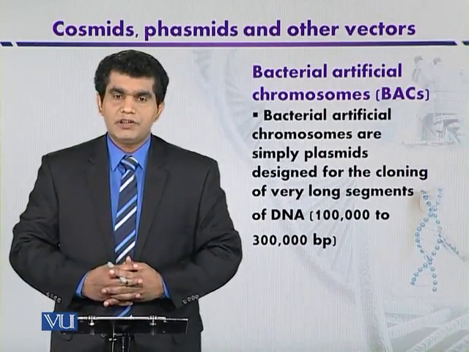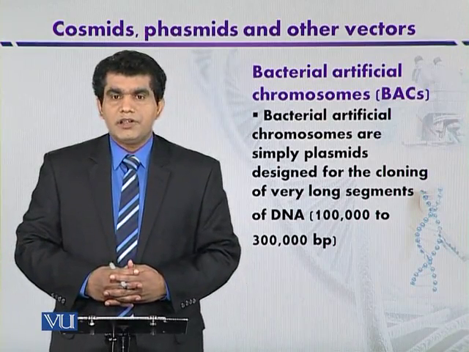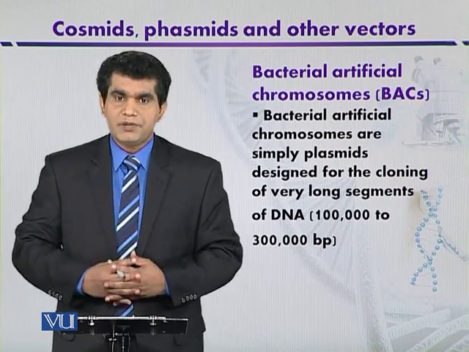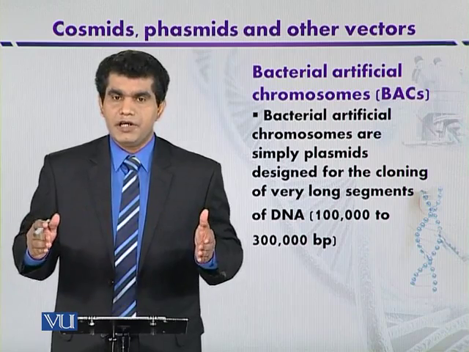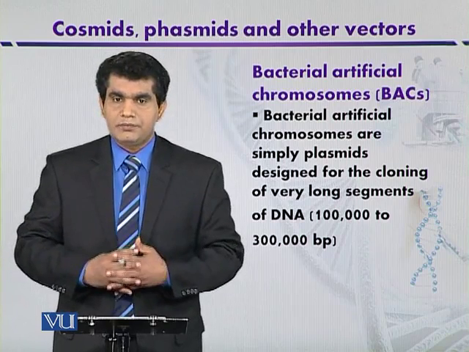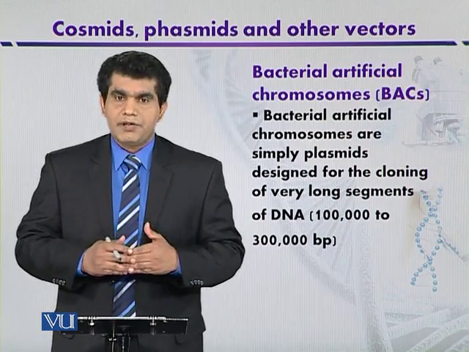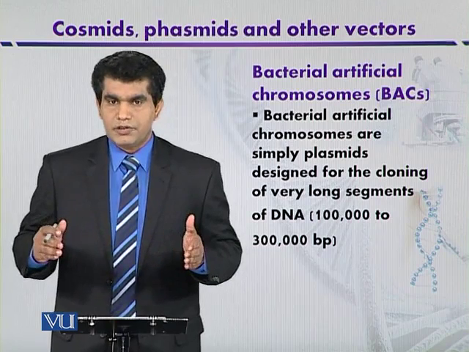Bacterial artificial chromosomes are BACs. Bacterial artificial chromosomes are also a type of plasmid that is used to clone very large DNA fragments. And here the size of the foreign DNA fragments may be 100,000 to 300,000.